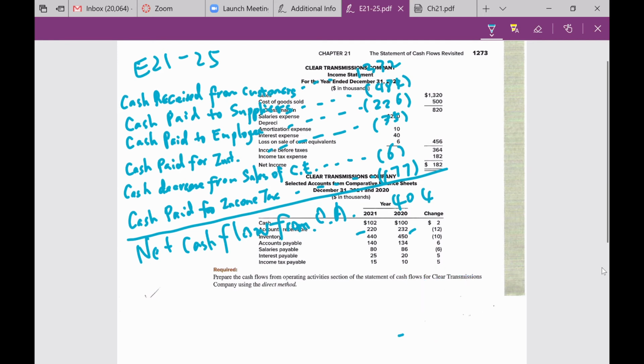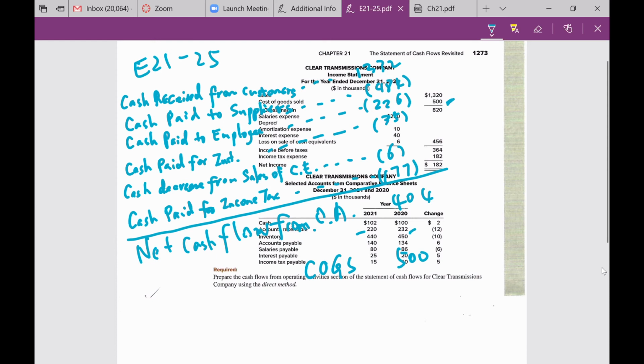Which is the cash paid to suppliers. Cash paid to suppliers relates to cost of goods sold. When we have cost, we always debit. So debit cost of goods sold for 500, you can see 500 here. Now, relating to the cash paid to suppliers, we're definitely going to credit cash. But there are two more accounts related to this: one is inventory, one is accounts payable.